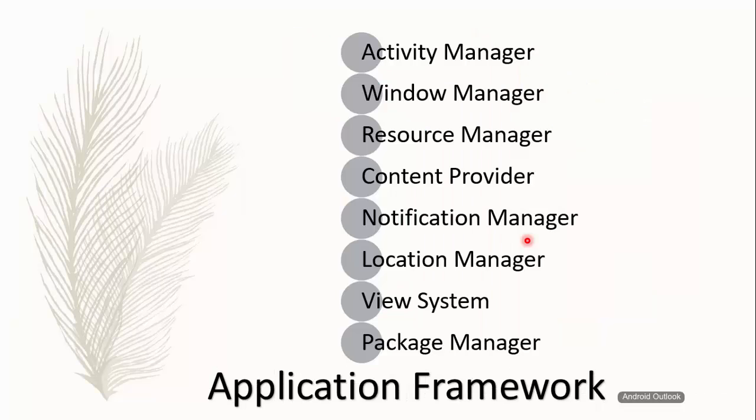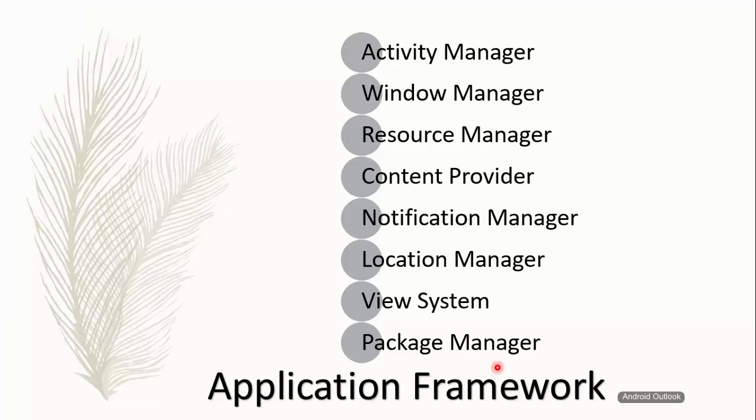Moving on further, in the upper level, we have the application framework. It has various components like activity manager, window manager, resource manager, content provider, notification manager, location manager, view system, package manager, and many other things. Activity manager is responsible for managing the life cycle of an activity. We can assume an activity as a screen where the user is going to interact. Window manager manages windows, and it is the implementation of the surface manager in the Java language. Resource manager manages all the external resources like strings and bitmaps.